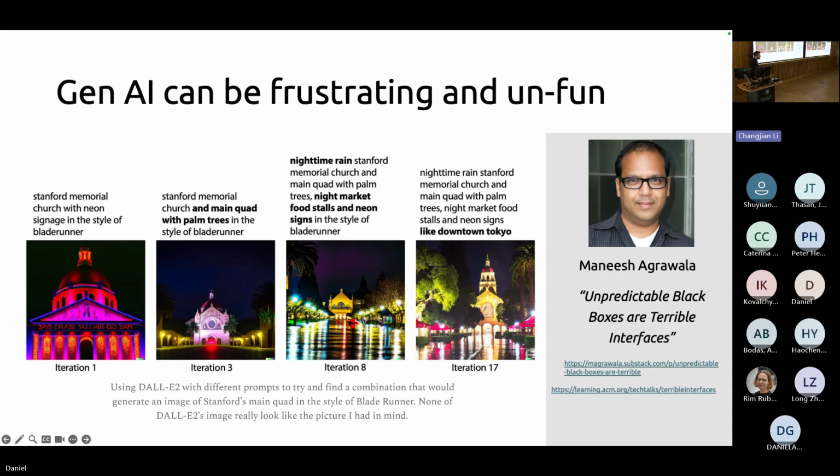Again, this is a few years old, of trying to get it to produce an image of Stanford's Memorial Church, which is a very iconic landmark on the Stanford campus, in the style of the movie Blade Runner. And going through this multi-round iterative process, after 17 iterations of prompting and reprompting, he just kind of gave up and couldn't get this thing to make the image that was in his head.